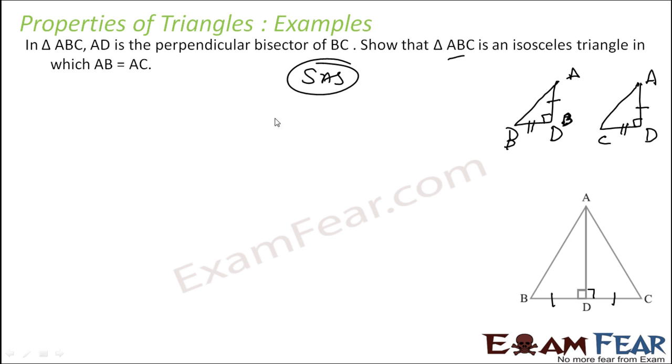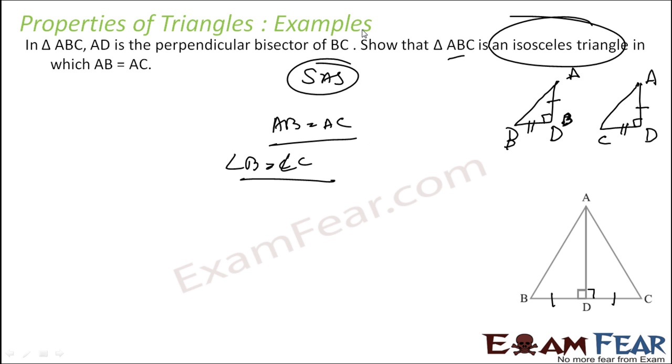Since they are congruent, AB is equal to AC, and that is what I had to prove. Since AB is equal to AC, angle B is equal to angle C. Since angle B is equal to angle C, it is an isosceles triangle. You can just write in plain English.